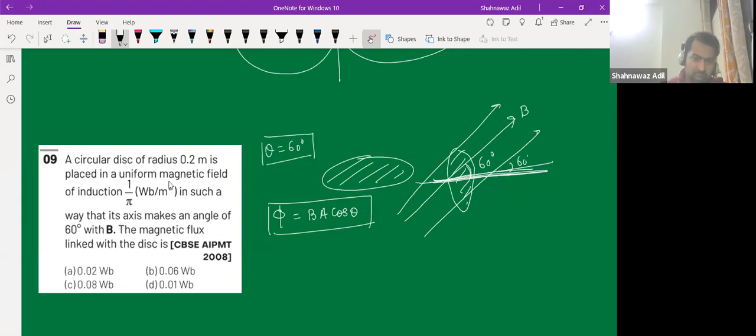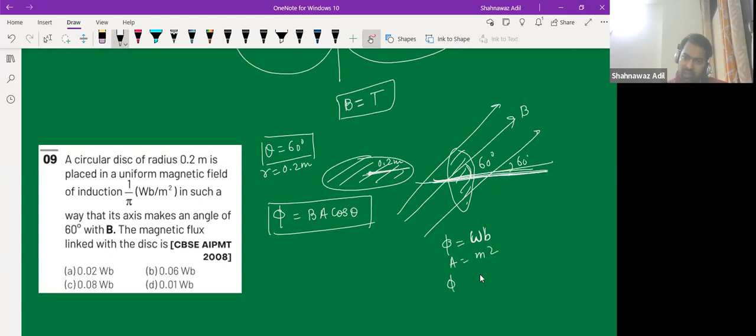A circular disk of radius 0.2 meter, so you know the radius of this disk, which is 0.2 meters. And the magnetic field of induction is 1 by pi Weber per meter square. We know that the unit of magnetic field is Tesla, right? But flux is in Weber and area is in meter square.